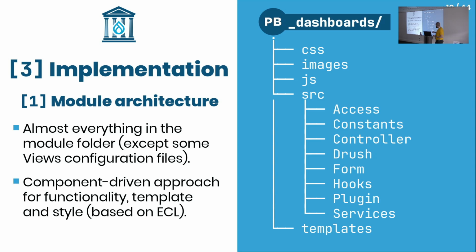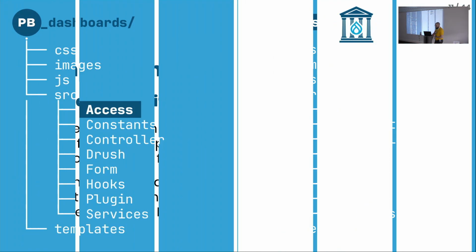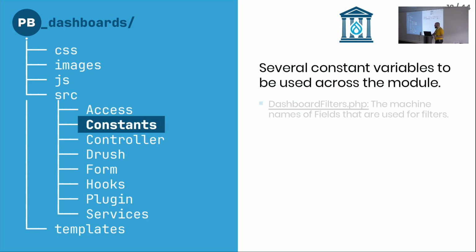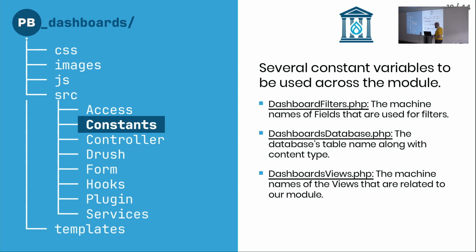So, a quick overview. This is the folder structure of our custom module, and we will take a closer look at the src folder, beginning with the access folder, where we specified the roles and the respective access that they had across the dashboards. Then we have some constants where we set variables that were used across the module to have consistency and better control over it.